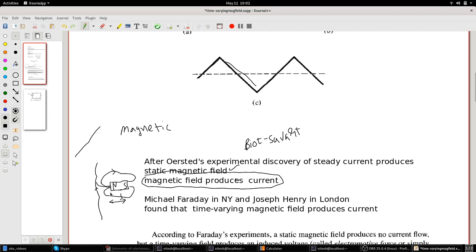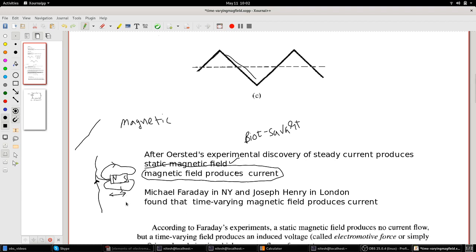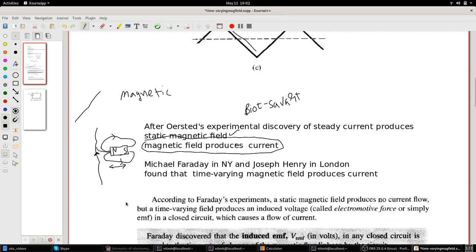So when you keep on moving this, this time varying magnetic field induces current in the wire. That was the discovery of Michael Faraday's experiments. According to Michael Faraday's experiments, a static magnetic field produces no current flow. So you keep a steady magnetic field, there will be no current flow. But a time varying magnetic field produces an induced voltage called EMF, electromotive force. A voltage is also called EMF, a potential difference, okay.